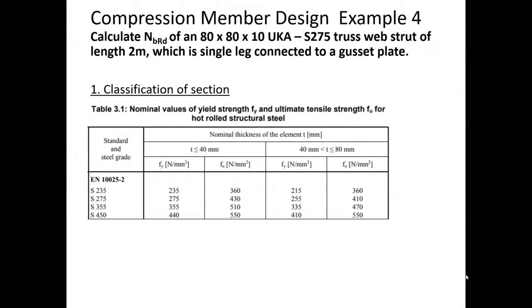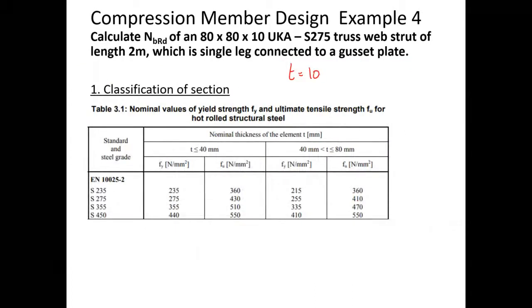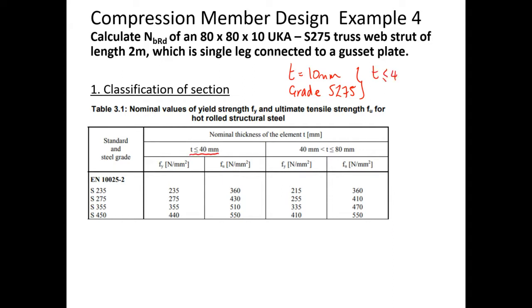So the first thing we're going to do is classify the section. To classify the section, we need to work out what the yield strength of the section is. We know that the thickness of the section is equal to 10 millimeters, and it's grade S275 steel. So that means t is less than or equal to 40 millimeters.